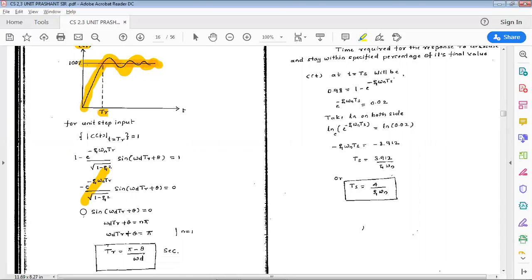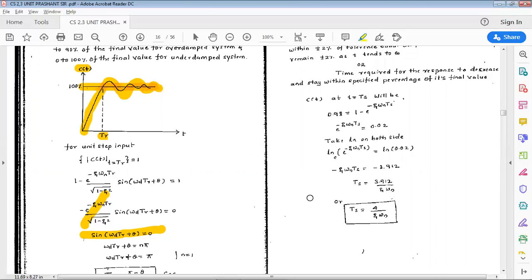We have the general solution of sine: omega d tr plus theta equal to n pi, because sine of 0 can be defined in general as n pi. Therefore omega d tr plus theta is equal to n pi. You can write omega d tr plus theta equal to pi by considering n equal to 1, because it is the first time crossing its 100% value. Therefore we can write the equation for tr as pi minus theta divided by omega d, where omega d is the damped frequency, given by omega n under root 1 minus zeta square.